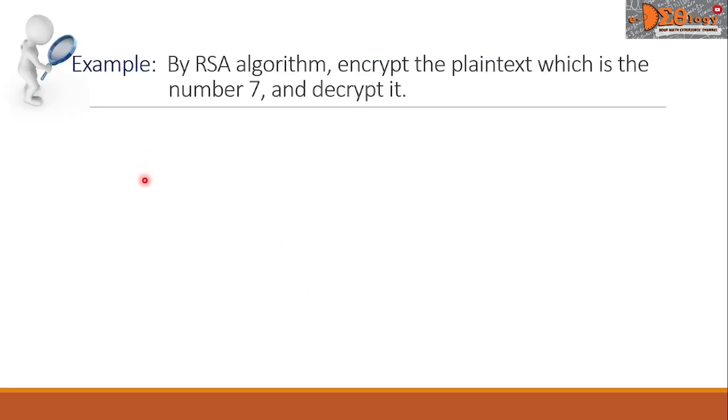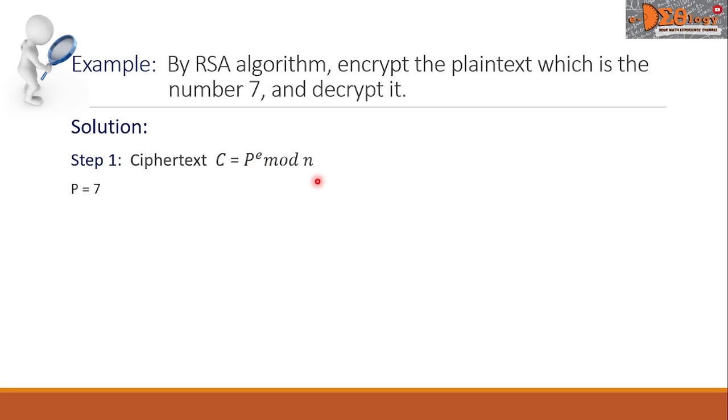Let us see this example. By RSA algorithm, encrypt the plain text, which is the number 7. Then later, decrypt it. For step 1, we write the formula for ciphertext. That is capital C equals capital P raised to e mod n.